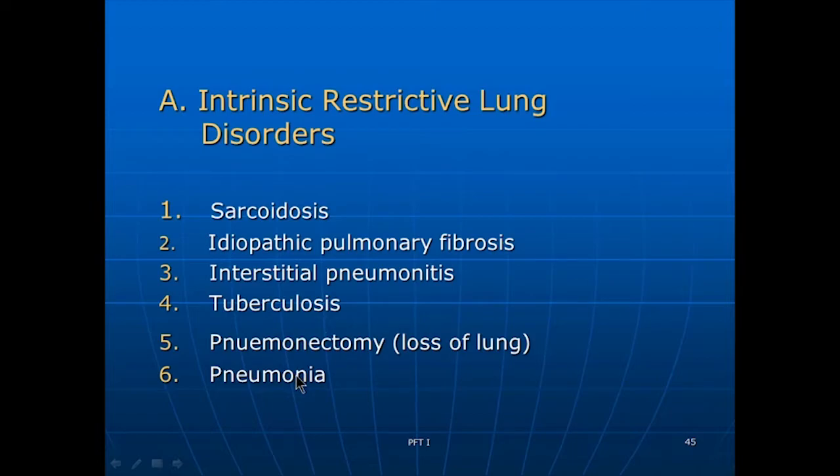Pneumonias are considered a restrictive lung disease. And pneumonia is usually a temporary type of thing, where pulmonary fibrosis is usually a chronic condition. Again, pneumonias are usually an acute condition, but they're considered a restrictive lung disease because there's a problem with the lung tissue itself.